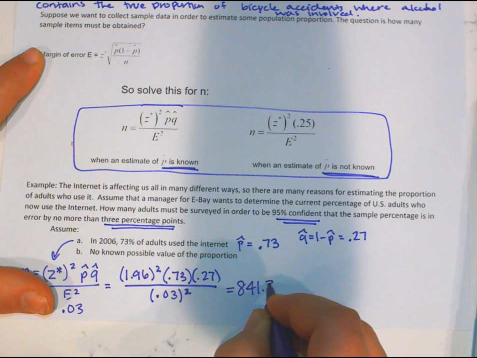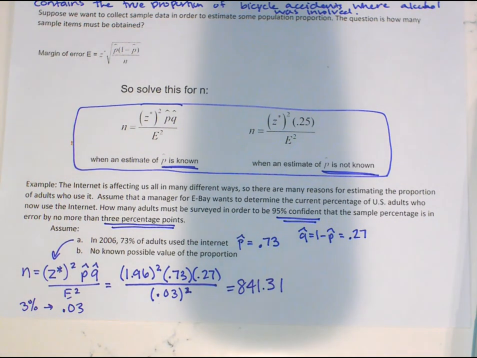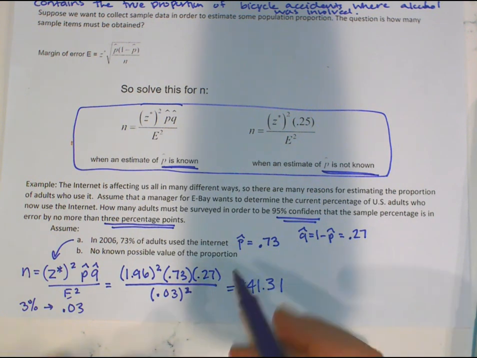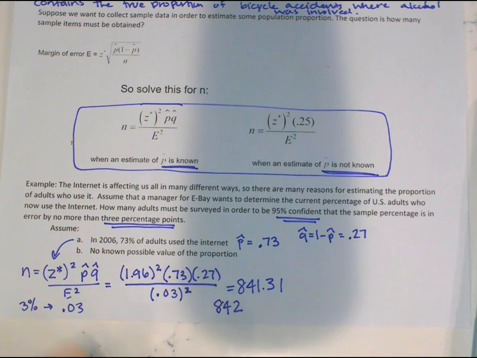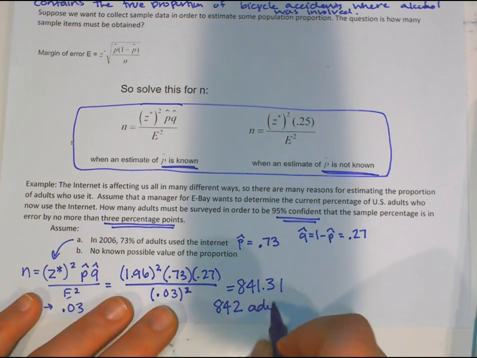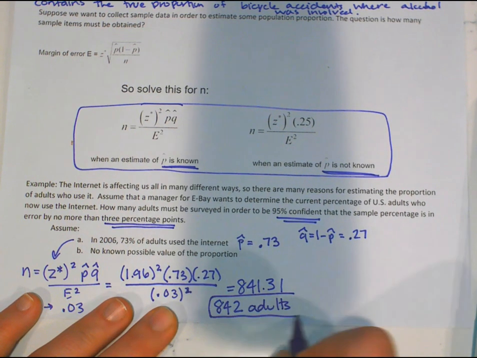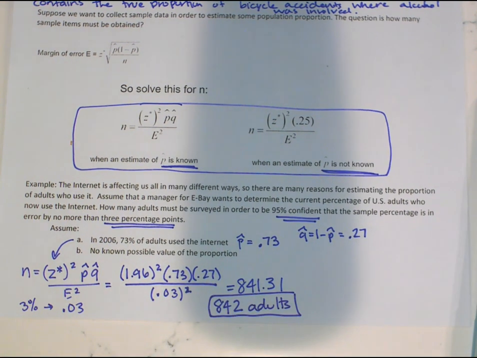Now, remember, I'm looking for a sample size. I'm looking for the amount of people that I need to ask. So I cannot ask 841.3 people, right? There's no way to ask 0.3 of a person. And asking 841 is not enough. So I always have to round this value up so that I have enough data to be accurate. So I'm going to ask 842 adults to make sure my sample size is large enough to be 95% confident.